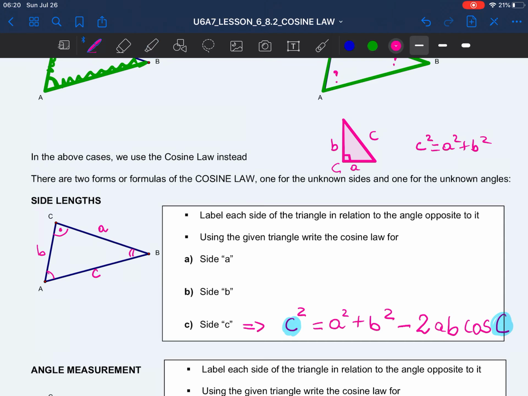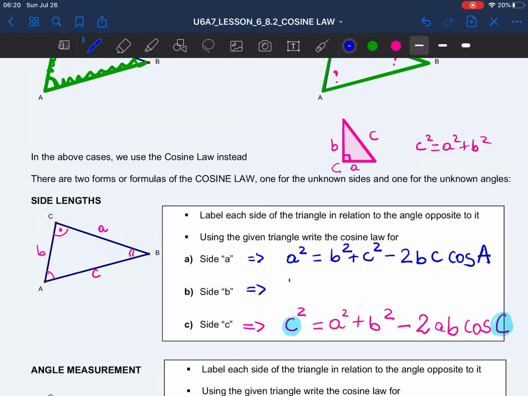So when it comes to writing the cosine law for side A, that would be A squared equals the sum of the squares of the other two sides, so B squared plus C squared, and then minus twice the product of side B times side C. That's because they are the sides on the right side of the equation. And then times the cosine of the angle that is opposite to the side that you are trying to find. So A.